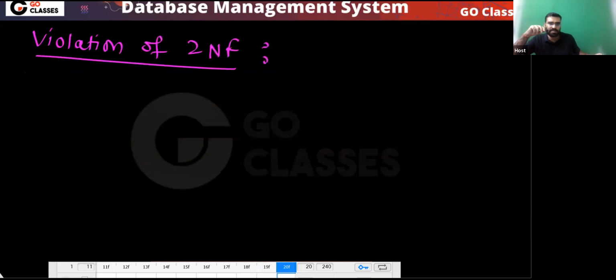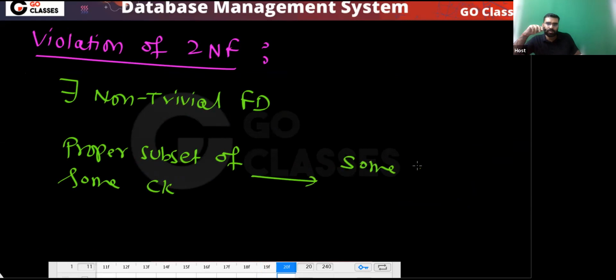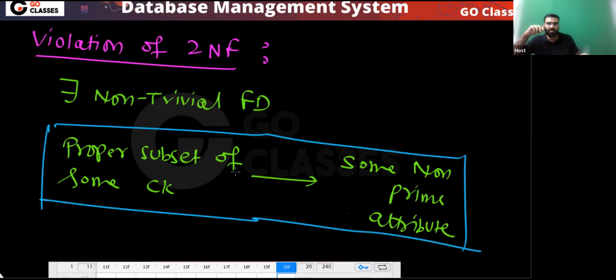The violation of 2NF happens if there exists a non-trivial functional dependency where a proper subset of some candidate key determines some non-prime attribute. This is the violation of 2NF, and this is the only violation of 2NF.